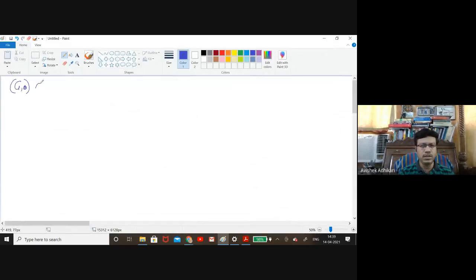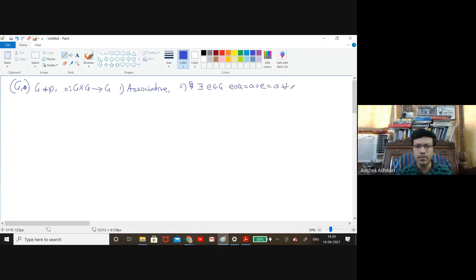So here G is a non-empty set and composition is a binary operation from G cross G to G satisfying a few properties. For example, it satisfies the associative law, and it satisfies the identity property initially. So there exists an element E belongs to G satisfying E composition A equal to A composition E equal to A for all A belongs to G. And also the inverse property.